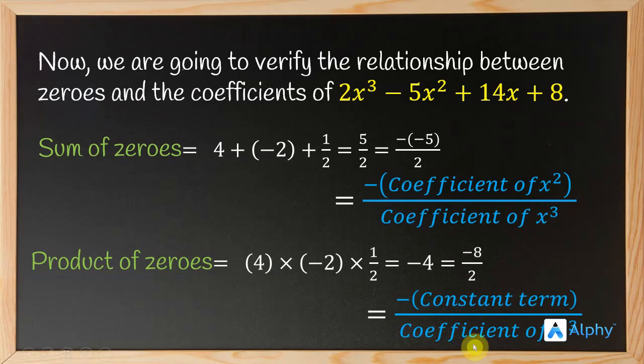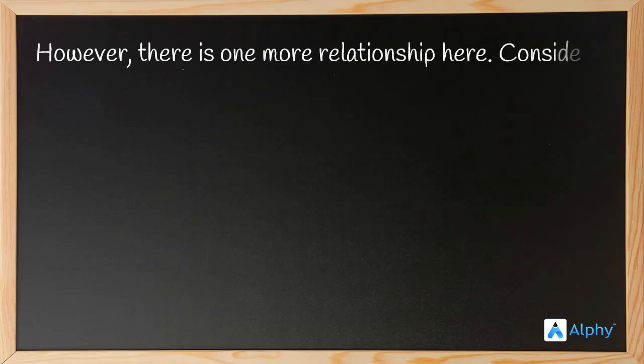So you can see that even the product of zeros and this particular relation actually holds true for a cubic polynomial. So these are the two relationships that we had discussed earlier for quadratic polynomials, and now they hold true for a cubic polynomial as well, but there are little modifications. Now you can understand that there are some relationships for cubic polynomials as well. However, there is one more relationship here.